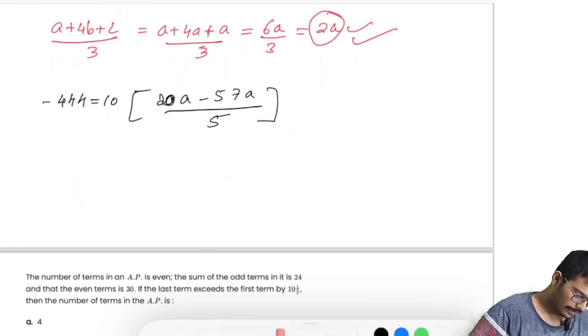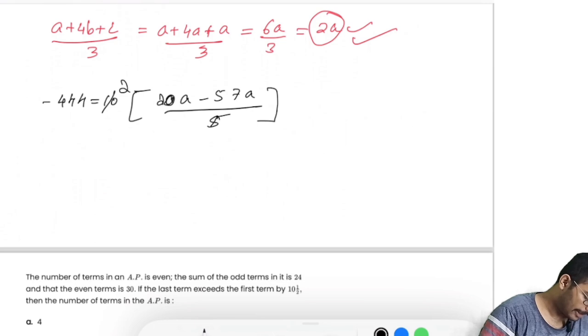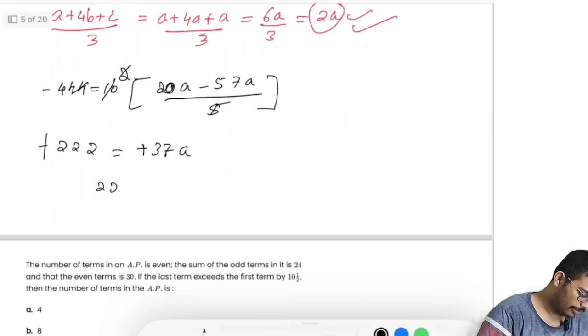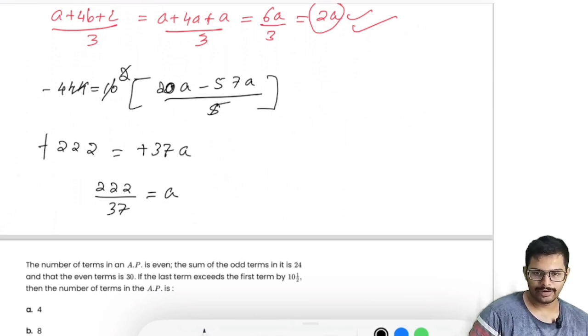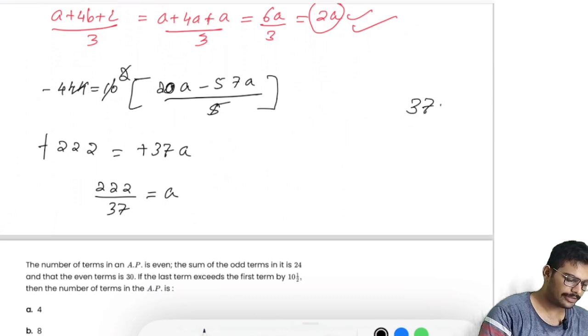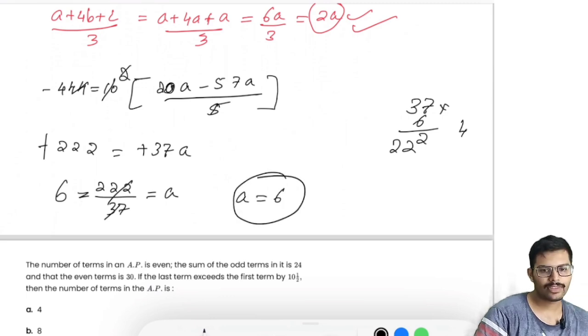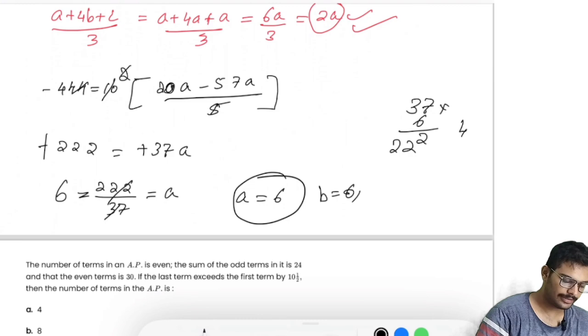Now, 5 and 10 cancel, it will be 2. Minus 444 divided by 2 is minus 222, equals 20a minus 57a, which is minus 37a. You can cancel the minus signs. When you divide, 222 divided by 37 equals a. In the 7 table, how will you get a unit digit 2? You should multiply with 6. 6 7s are 42. We can try 37 into 6, it will be 222, which means this value is equal to a. Which means our a value equals 6. If a equals 6, then b equals 6, c equals 6.